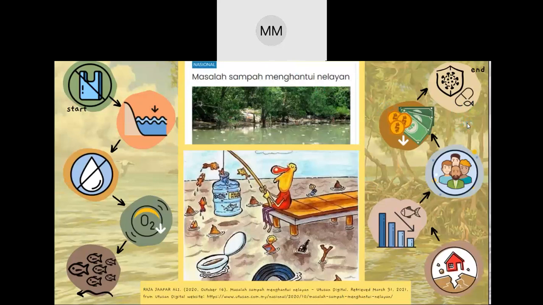Okay, this is our case study, which is how dumping waste impacts our estuary ecosystem. This is from a paper published on the Utusan Digital website, titled Masalah Sampah Menghantui Nelayan. Garbage often ends up in surface water because surface waters collect in low-lying areas. Anything that is dropped or blown into a watershed can eventually reach a drainage way, which increases the chances of the water flow being blocked. This means the level of dissolved oxygen in the water will decrease, resulting in declining fish stocks.